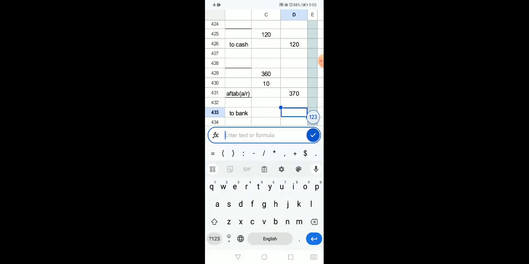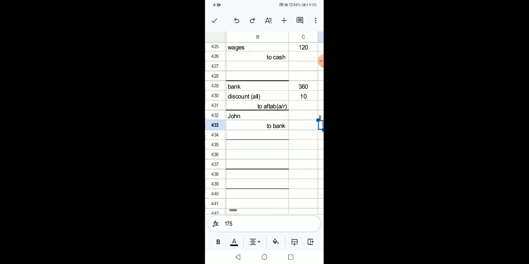Now let's see what was the amount of the check. That is mentioned 175, and this is the amount of the check. So you will write this 175 in front of bank, because the amount written on the check would be the amount which is going to be drawn from the bank. This means 175 is the amount with which your bank account would be decreased. Now let's see what is next. That is discount. Discount is 5 rupees.